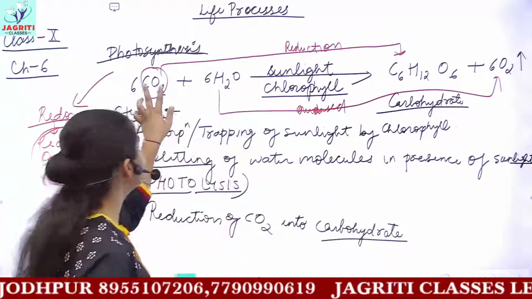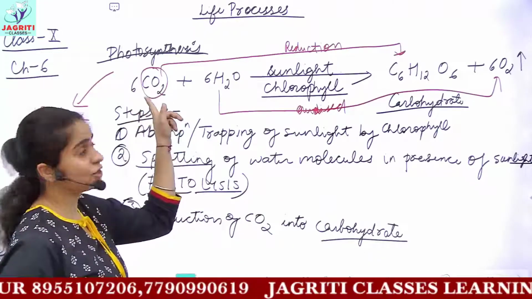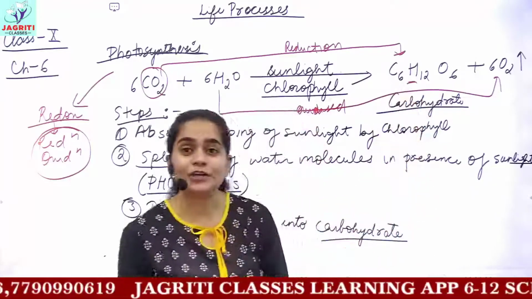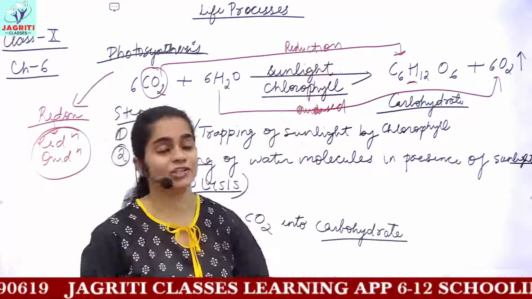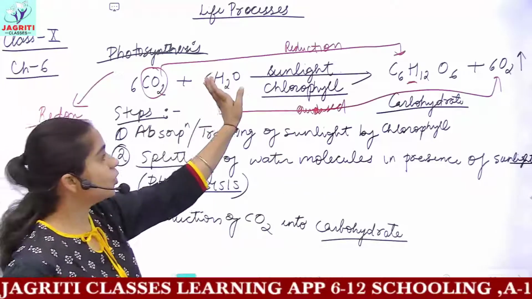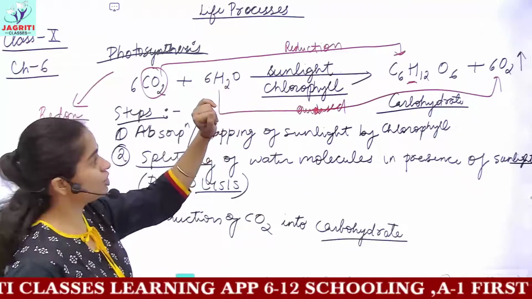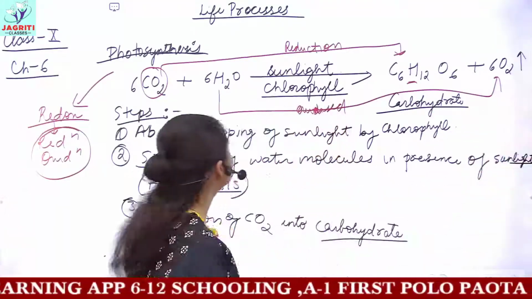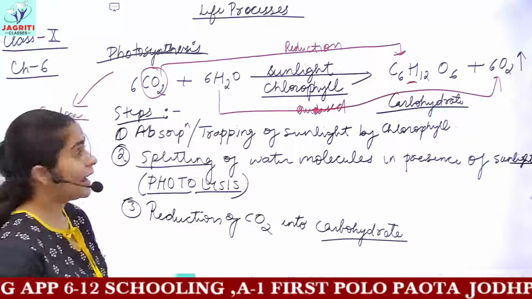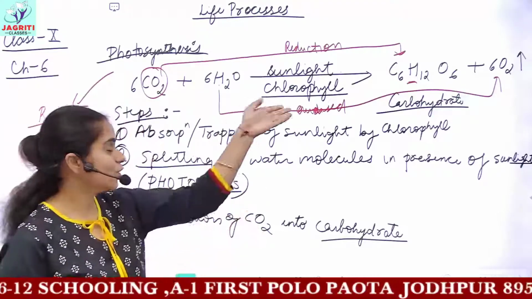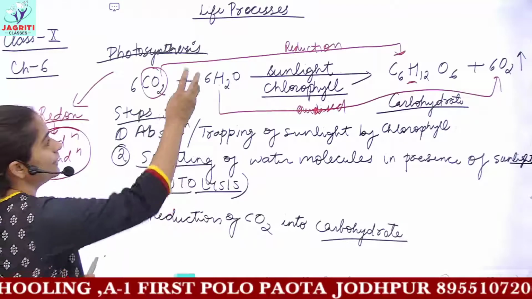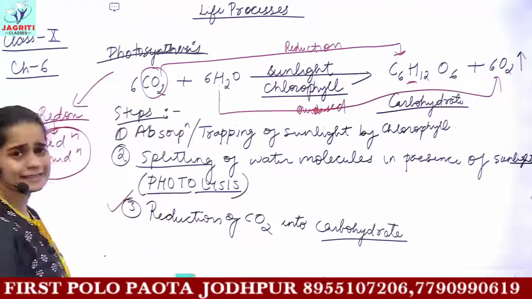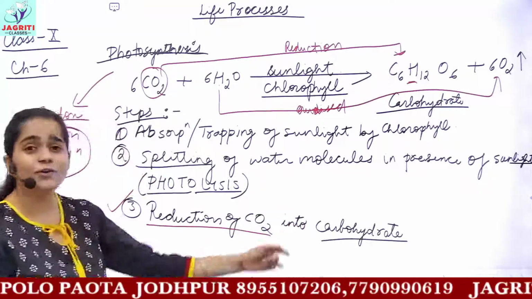So see, this CO2 which didn't have hydrogen first, it converted into carbohydrate, and you know addition of hydrogen to any substance is reduction. And here this H2O, it had H and O, hydrogen and oxygen, but here it only has an oxygen component. This means this hydrogen is being removed, and we know removal of hydrogen is oxidation. So here water is oxidized and this CO2 is reduced. Therefore this third point is correct, that is reduction of CO2 into carbohydrates.